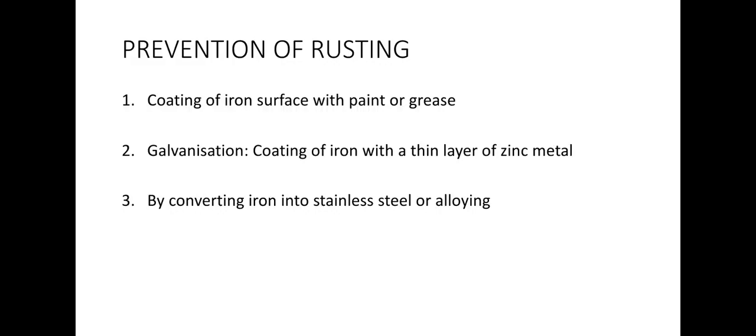How can we prevent the rusting? We can prevent it by coating of iron surface with paint or grease. We can prevent it by galvanization process. What is galvanization? It is coating of iron with a thin layer of zinc metal. It is called as galvanization. So the process of depositing a thin layer or coating of zinc metal on iron objects is called as galvanization.